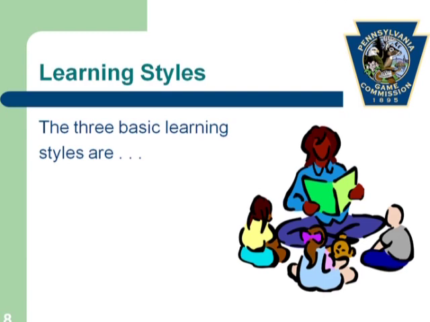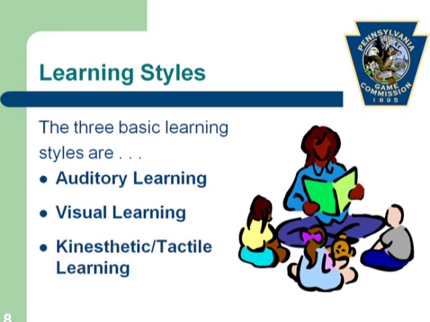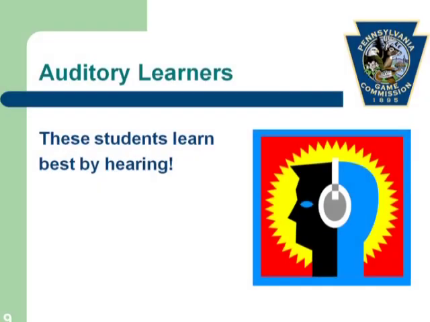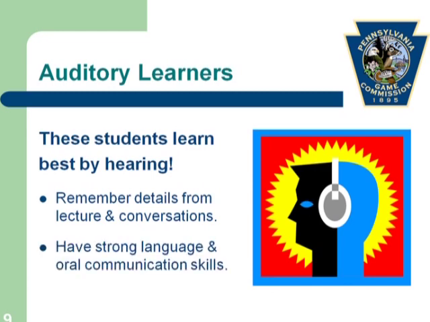The three basic learning styles are auditory learning, visual learning, and kinesthetic tactile learning. Auditory learners are those students that learn best by hearing information. They remember details from lectures and conversations and have strong language and oral communication skills.